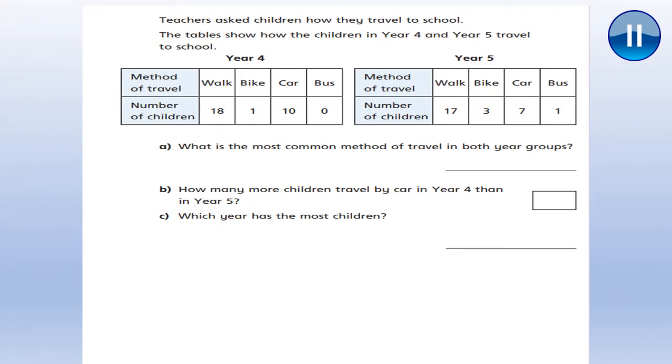Now it's your turn. Using the following tables showing information about how children travel to school in Year 4 and Year 5, can you answer the following questions? What is the most common method of travel in both year groups? How many more children travel by car in Year 4 than in Year 5? And which year has the most children?